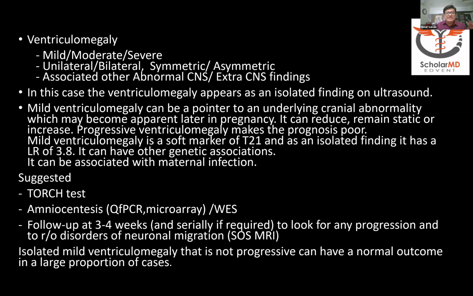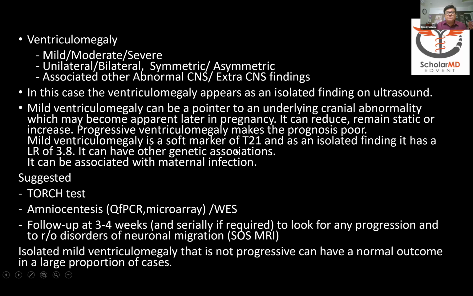So when I report at this stage, I will first say ventriculomegaly, whether it's mild, moderate, severe, whether it's unilateral or bilateral, symmetric or asymmetric. And then I will try to talk about the associated abnormal CNS findings or extra CNS findings. Only when I don't find anything will I say that in this case the ventriculomegaly appears as an isolated finding on ultrasound. Now, this can be a pointer to an underlying cranial abnormality, which may become apparent later in pregnancy. It can reduce, it can remain static, or it can increase. Progressive ventriculomegaly makes the prognosis poor.